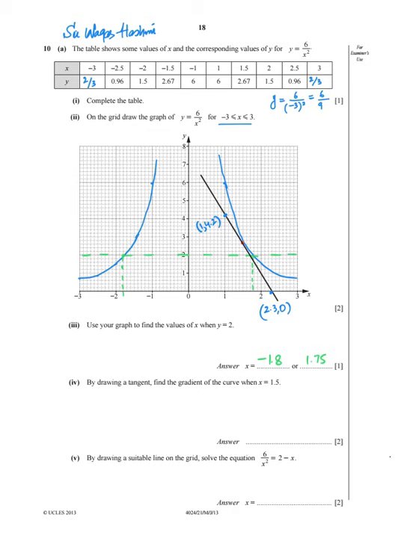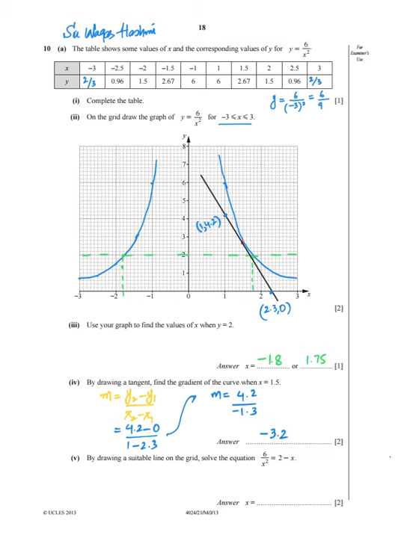Now I will apply the working formula of gradient, which we know, m is equal to y2 minus y1 divided by x2 minus x1, right? So for m, y2 I am going to pick is 4.2 minus y1 is 0, divided by x2 is 1 and x1 is 2.3. All right, so now the gradient equals 4.2 divided by 1 minus 2.3, which leads to minus 1.3, and that is equal to minus 3.2.